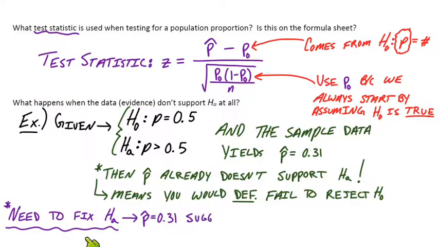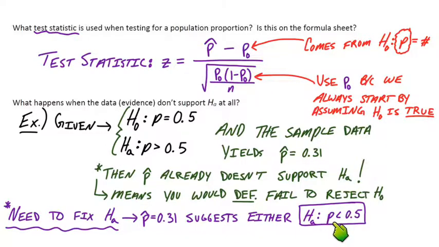So how do we do that? How do we fix HA? Well, if your p hat is 0.31, you can do one of two things. That suggests either p is less than 0.5 for the alternative hypothesis, or you could just be more general and just say, I don't know what exactly it is, but I just know it's not equal to 0.5. So either one of those would work, but p greater than 0.5 would not work if your p hat was 0.31. So it's always worth it to make sure your sample data actually supports the alternative hypothesis from the get-go.